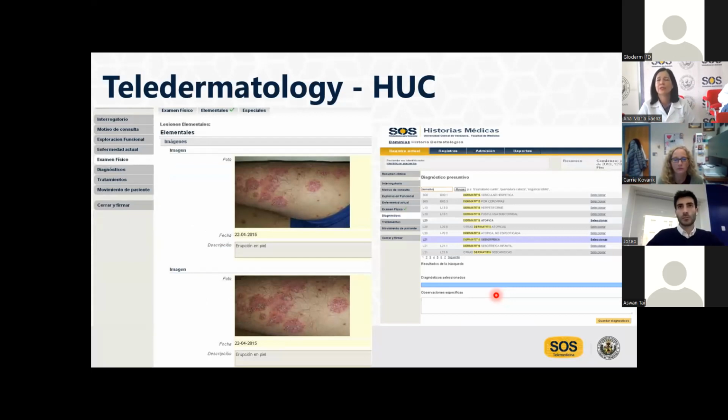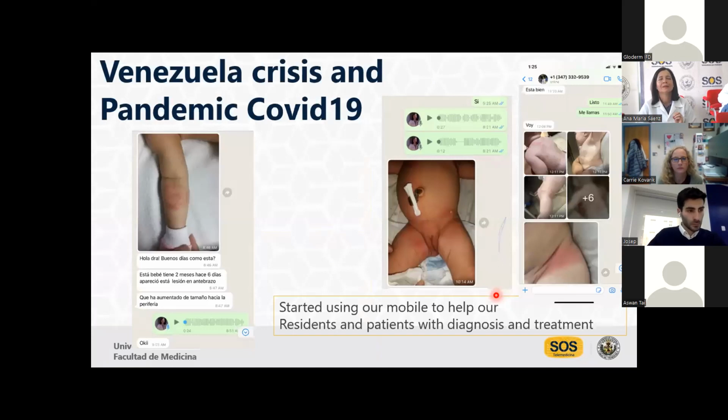With the pandemic, we also realized how important teledermatology is to all people, not only in Venezuela but globally, all over the world. We started receiving pictures and images of patients from all over, and our residents were looking for our help this way. As you can see, these are some examples of residents and other people sending images with some clinical information so we could help them solve the problem as soon as possible, because they couldn't reach the hospitals.